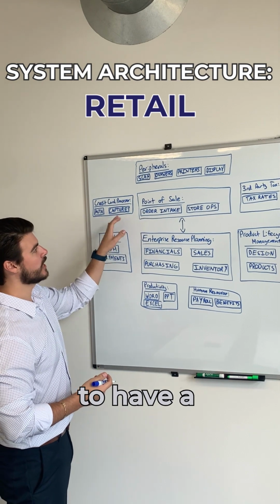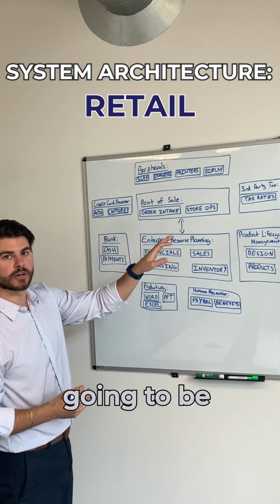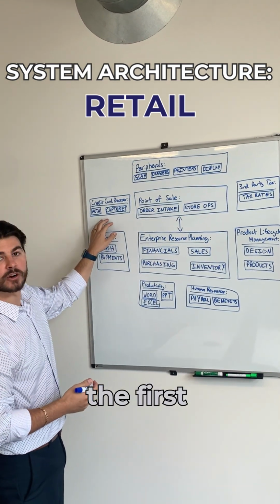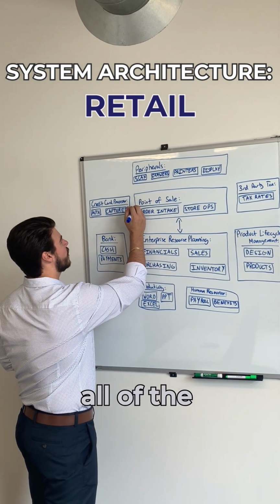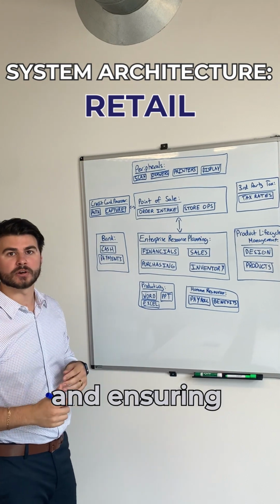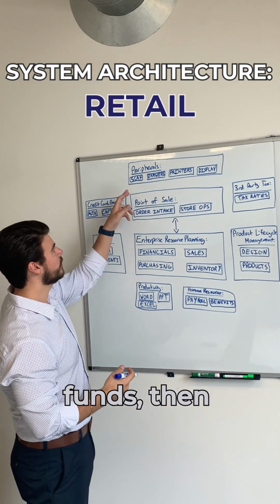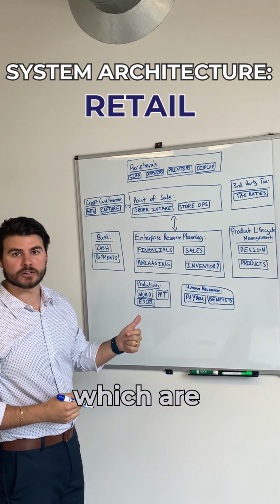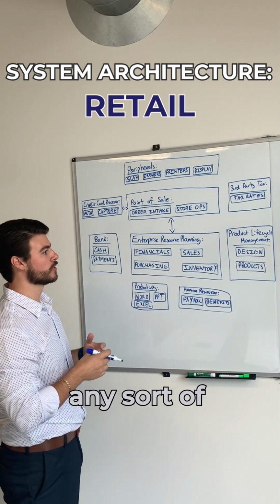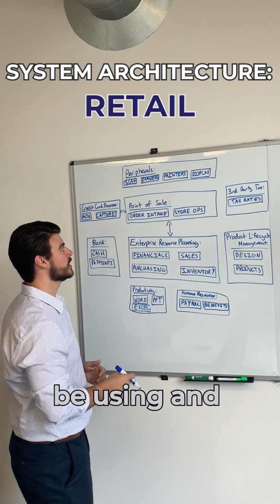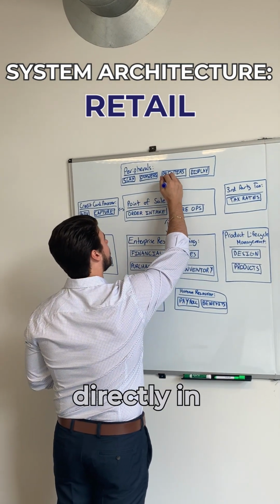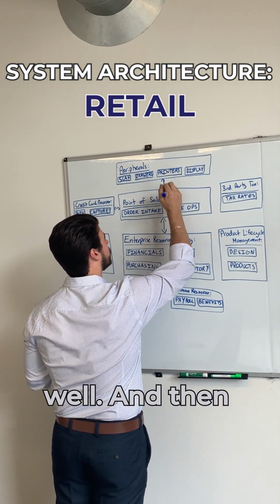From the POS, you're going to have a couple of peripheral applications that you're going to be working with. The first being a credit card processor. So this will be capturing and authorizing all of the sales with credit cards and ensuring that we're collecting the funds. Then you're going to have your peripherals, which are going to be your scanners, your drawer, any sort of devices like displays or weight scales that you may be using. And that's going to be integrated directly in with the point of sale as well.